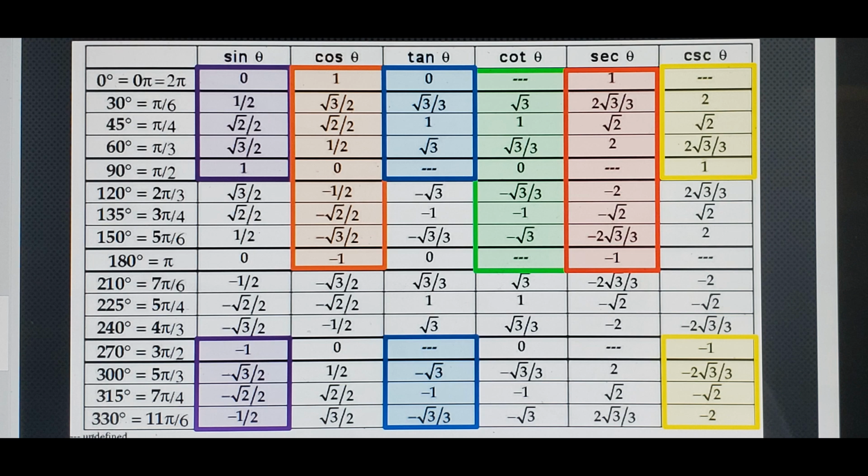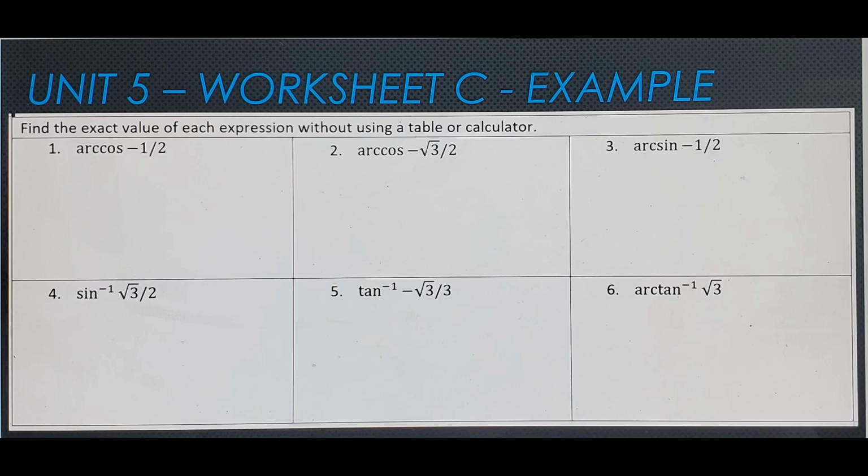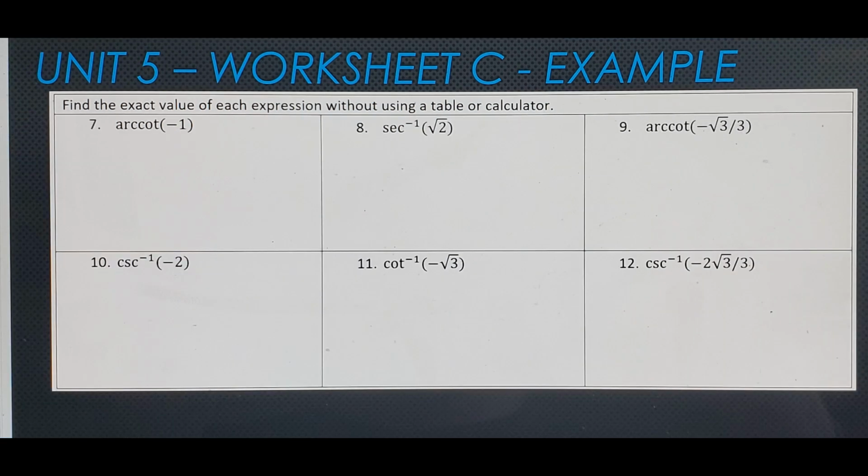Now, one thing I want to talk about real quick is Worksheet C is basically just a mix. Worksheet A was sine, cosine, tangents. Worksheet B was secant, cosecant, and cotangent. So Worksheet C is going to be just a mix of all those. If you go to Worksheet C, the first 6 problems are just cosine, sine, and tangents. Numbers 7 through 12 are the other 3, so cotangent, secant, and cosecant. So you'll work through these, and that's basically it for the entire chapter.